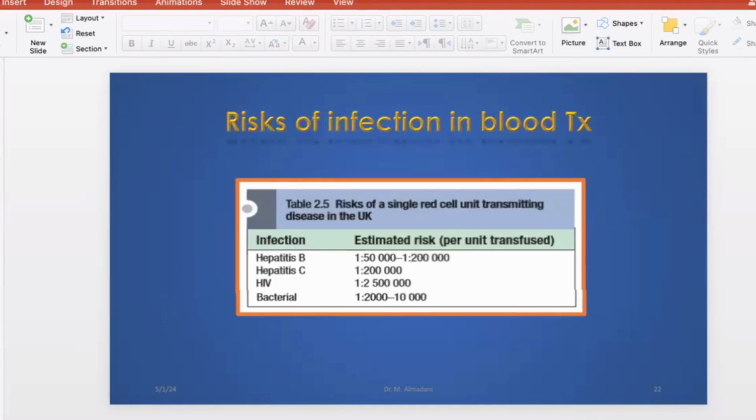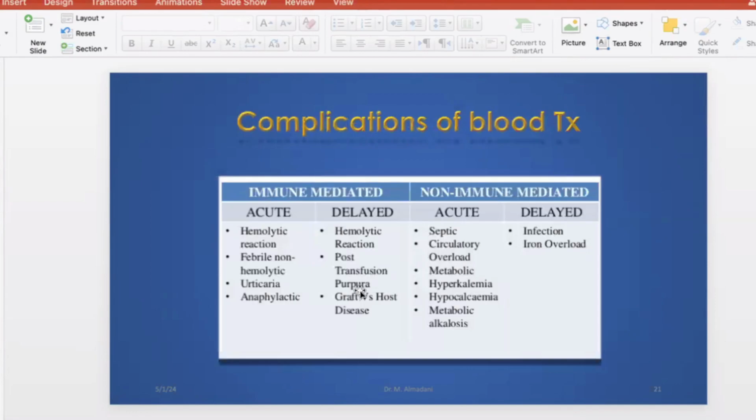Yeah, these are the things that we have said. All of them are common. Acute immune mediated is common. Fever is common. Urticaria and itchiness is common. Delayed is common. The most common is the purpura.